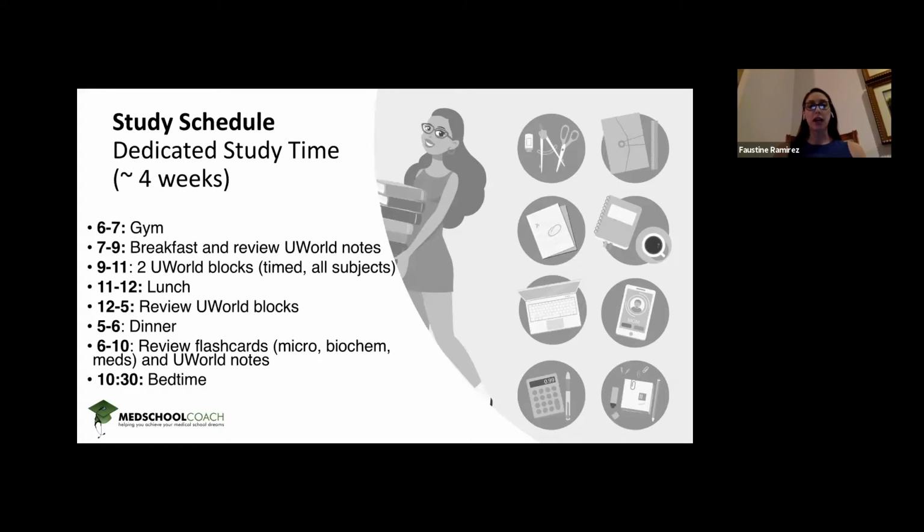In the morning, I first start with a review of some UWorld notes, and then I jump into 2 UWorld blocks. And I recommend doing blocks timed and random subjects. I'll do those 2 blocks back to back because you're always wanting to work on stamina. And then in the afternoon for a 4 to 6 hour period, I would review those UWorld blocks.